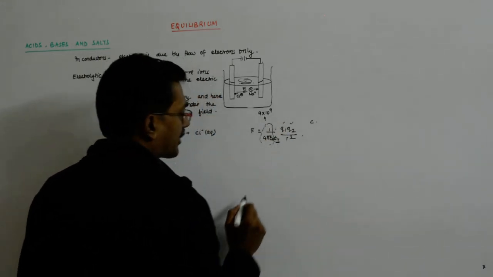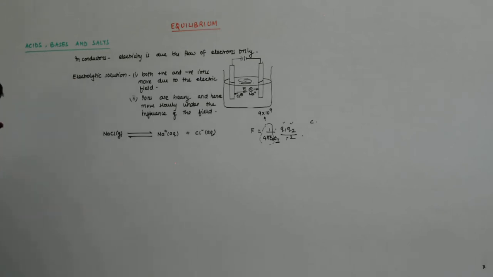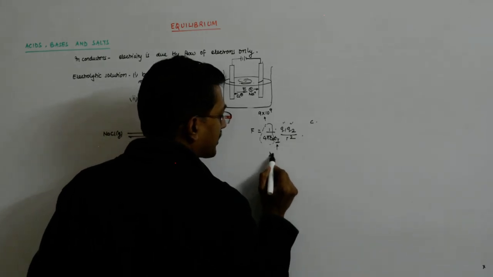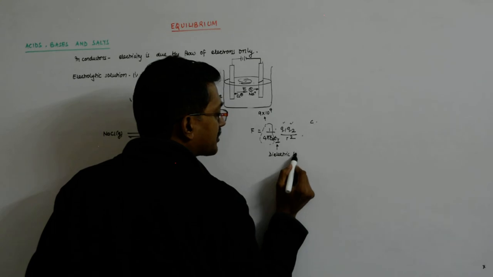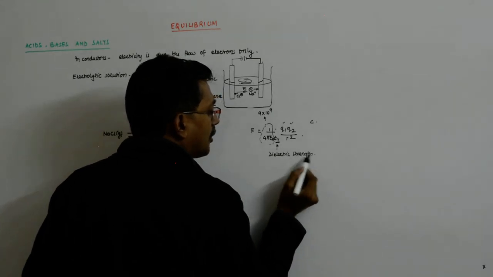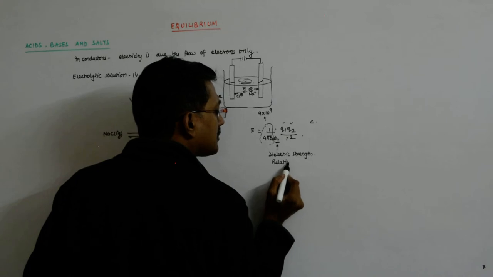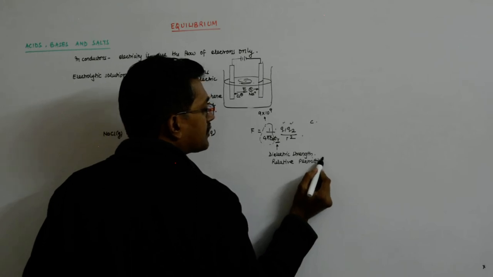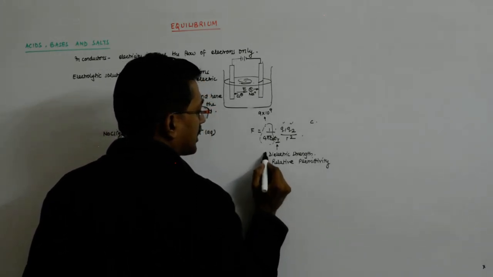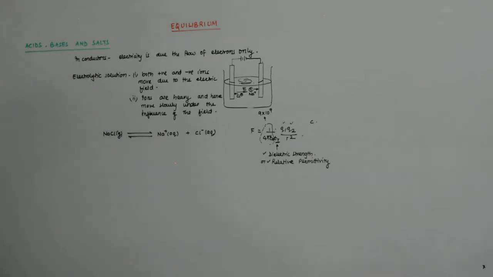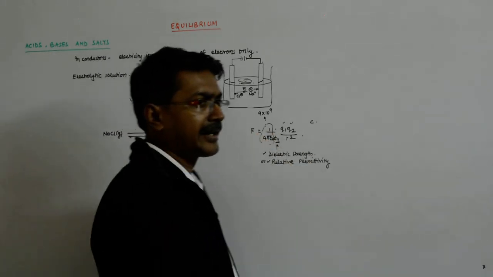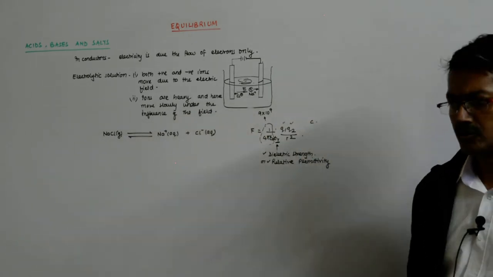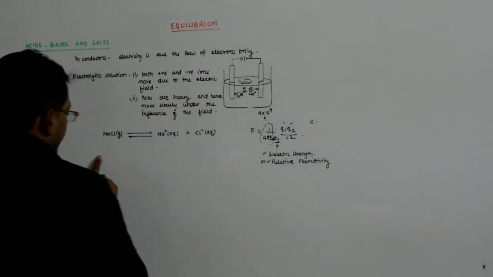Now, it is this we were talking about. This for water is 80. That is called the dielectric strength or relative permittivity. Both, this or that. Now if it is 80, you can very well understand the force of attraction goes down by a factor of 80. So that is what is responsible for separating them out.